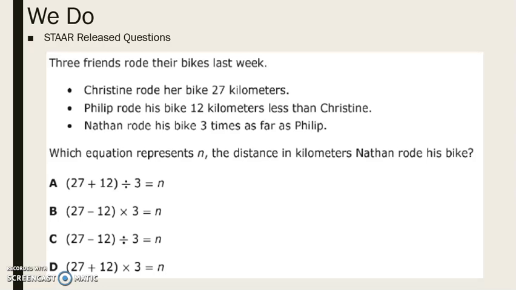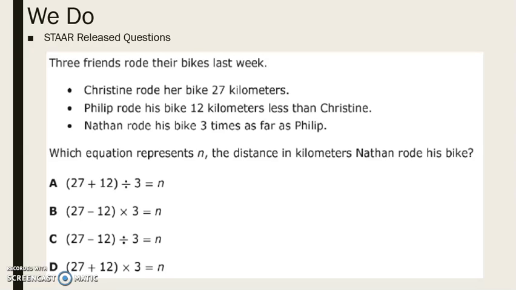So let's look at the problem we have for today. It says 3 friends rode their bikes last week. Christine rode her bike 27 kilometers. Philip rode his bike 12 kilometers less than Christine, and Nathan rode his bike 3 times as far as Philip. Which equation represents the distance in kilometers Nathan rode his bike?